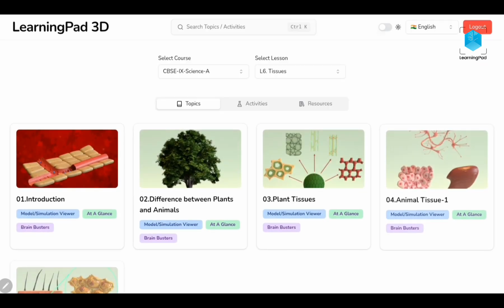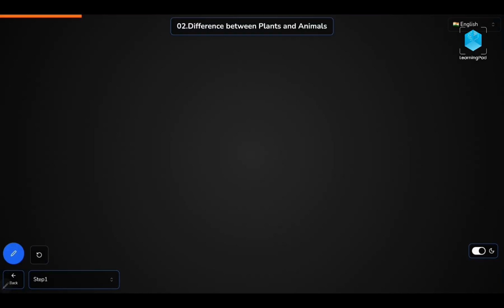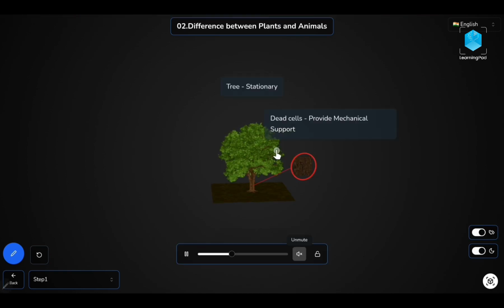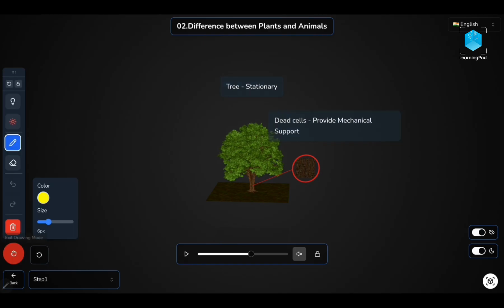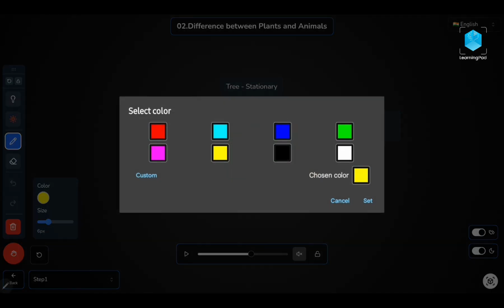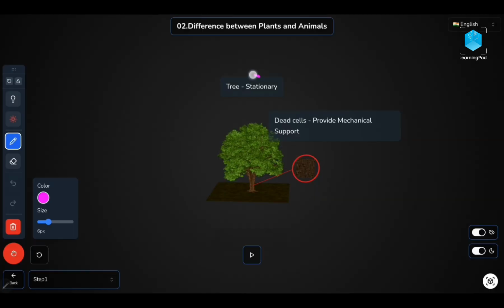Now let us move to the 3D observation of the differences between plants and animals. Now if we talk about plants and animals, you see that plants are stationary. Just now as we talked about, plants are stationary. So here in the model you can see a tree. Mostly plants or big trees are stationary, they do not move. Because they do not move, they have mostly dead cells, and these dead cells provide them mechanical support.